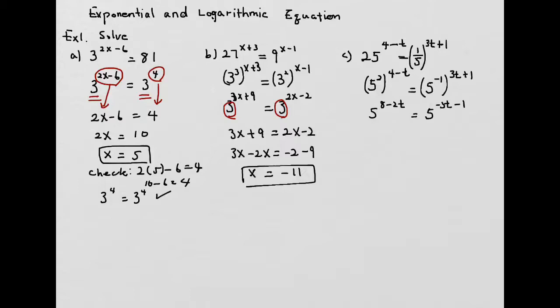Once you have the same base, drop the base. Let the exponents equal each other, and solve for t. So you want to put the terms with the variable together, and the numbers without the variable together. So that gives you positive 1. This is negative 9. That will be your t. If t is negative 9, the left side will be the same as the right side.